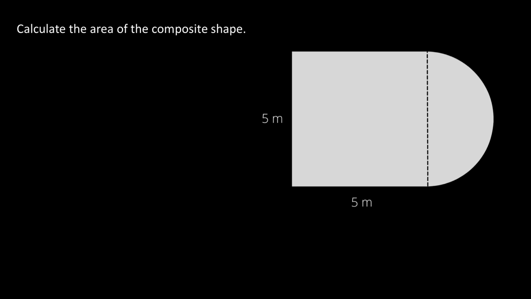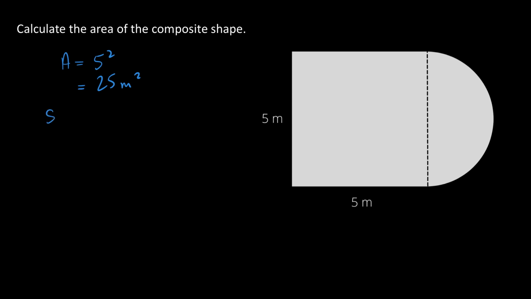Let's move on now and have a look at a composite shape. With this one, we're trying to calculate the area. We've got a square and we've got a semicircle. The diameter of the semicircle is 5 meters. Let's first of all work out the area of the square. That's going to be 5 squared. So that's 25 meters squared.